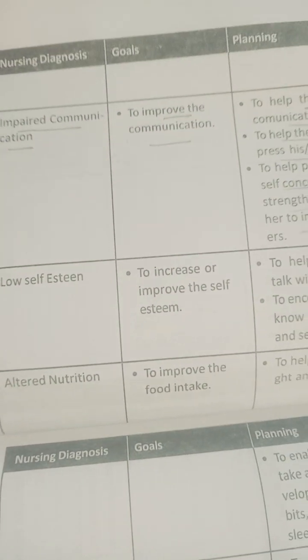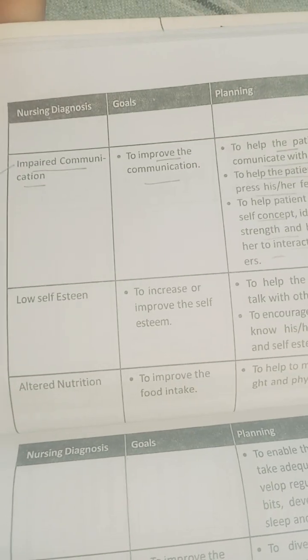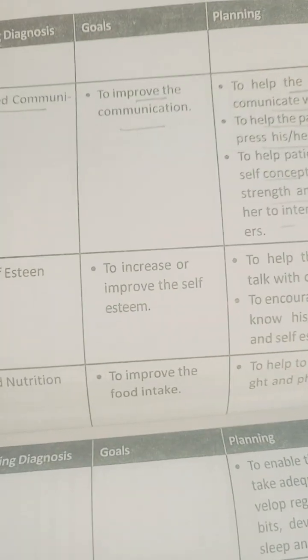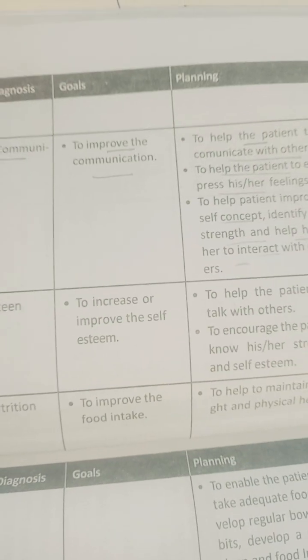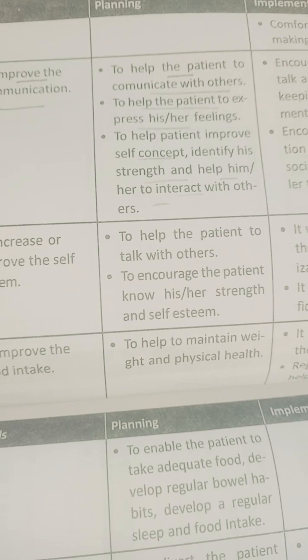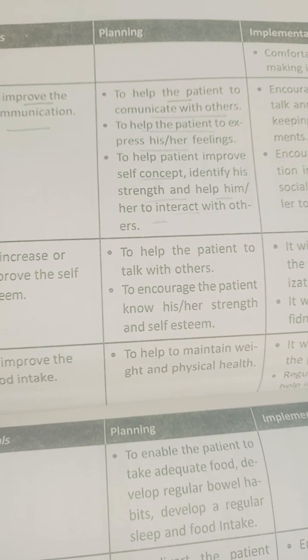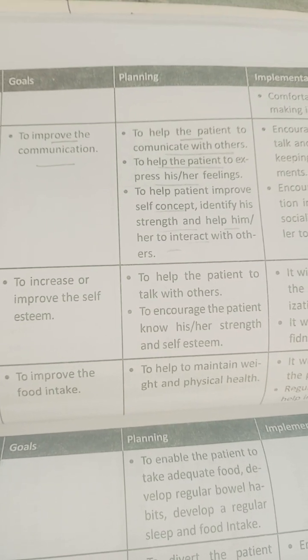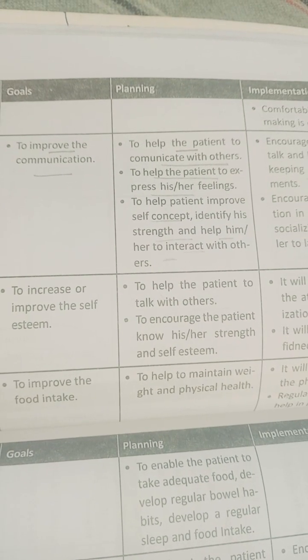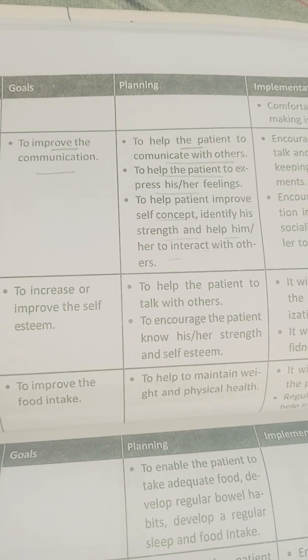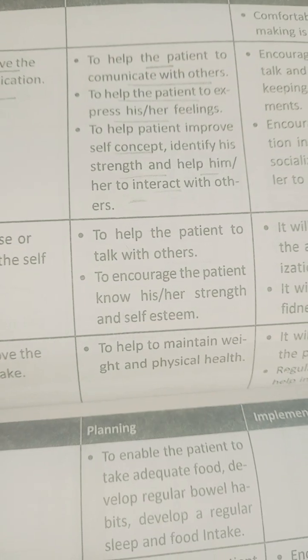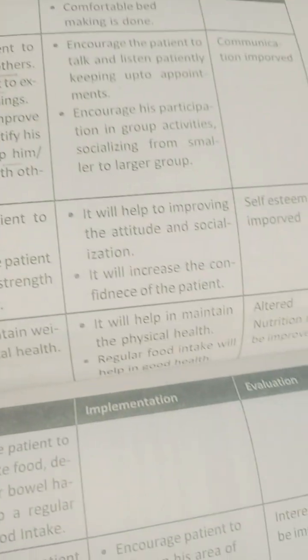So let's talk about altered nutrition. This is very important. The nurse should focus on the nutritional values and nutritional requirements of the patient. So this is very important to improve the food intake of the patient. How to implement? To help maintain weight and physical health. A proper balanced diet and nutritional intake help to recover the patient from the present situation. So it will maintain the weight and physical health of the patient.